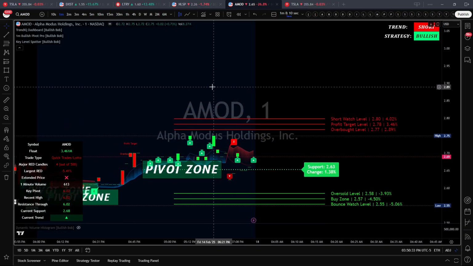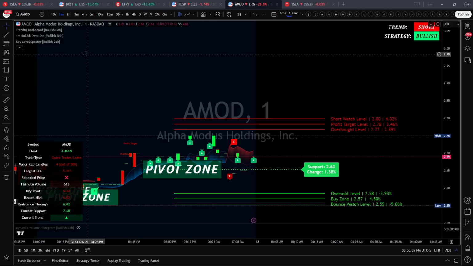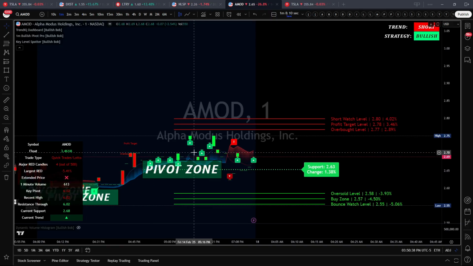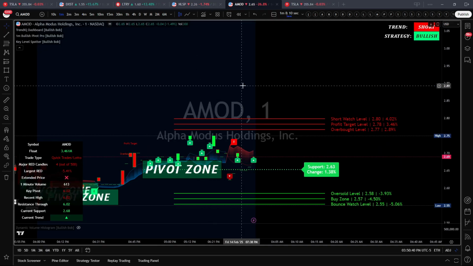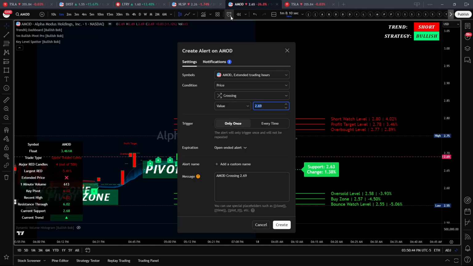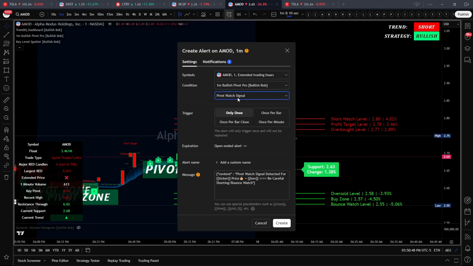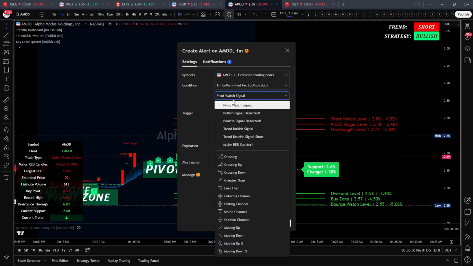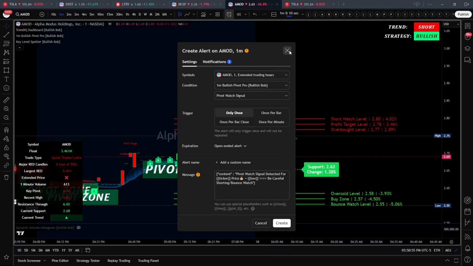Quick breakdown there. Another thing that you can do, you can set alerts where you can find these pivots in case they start to pivot over a zone. You can find the alerts just by going to the alerts up top and create the alert. Go to the 1 Minute Bullish Pivot Pro, and then you can choose which alert that you want to be signaled here. So whatever alert you want, you can have that signaled.